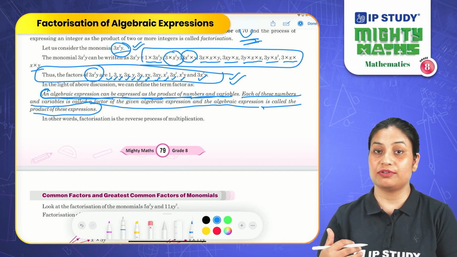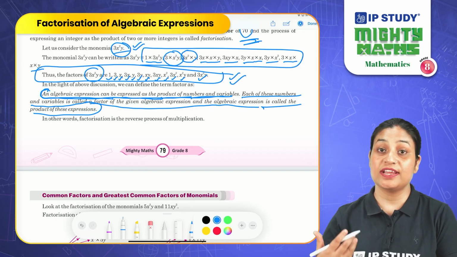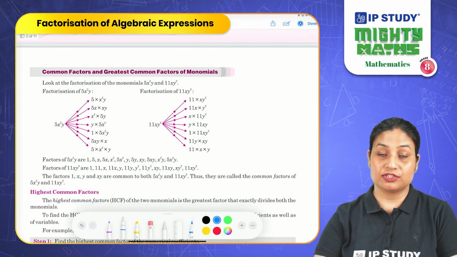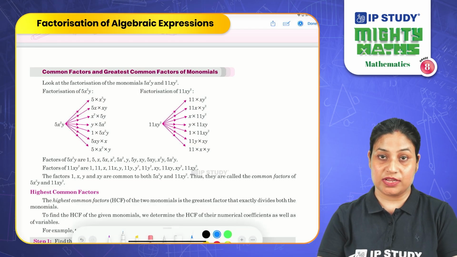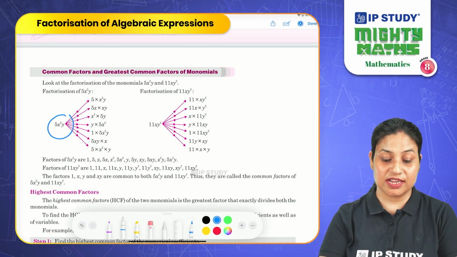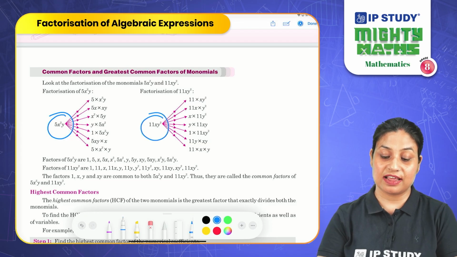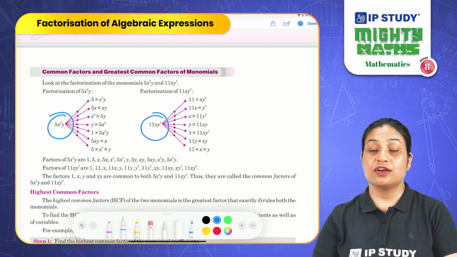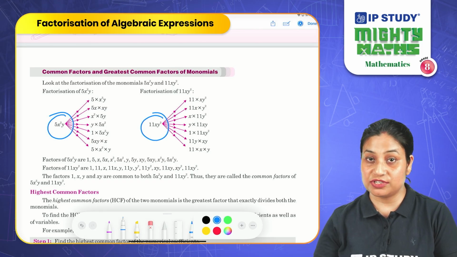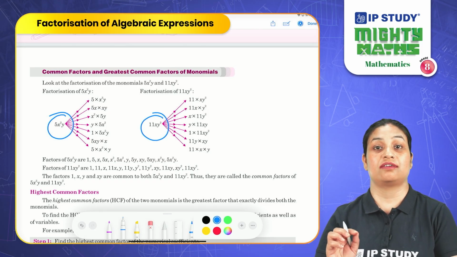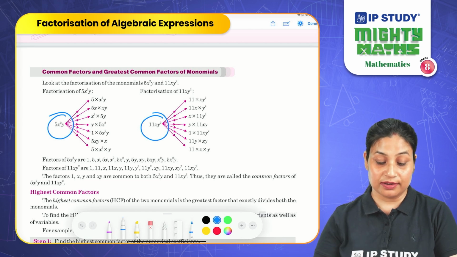Now let's see how to find out common factors of an algebraic expression or the algebraic expressions, right? So for that, let's take an example over here. Suppose we have two monomials, right? One monomial is 5x square y and the another one is 11xy square. So first of all, whatever monomial given to you, first write down the factors for each monomial separately, right? So let's do it together.